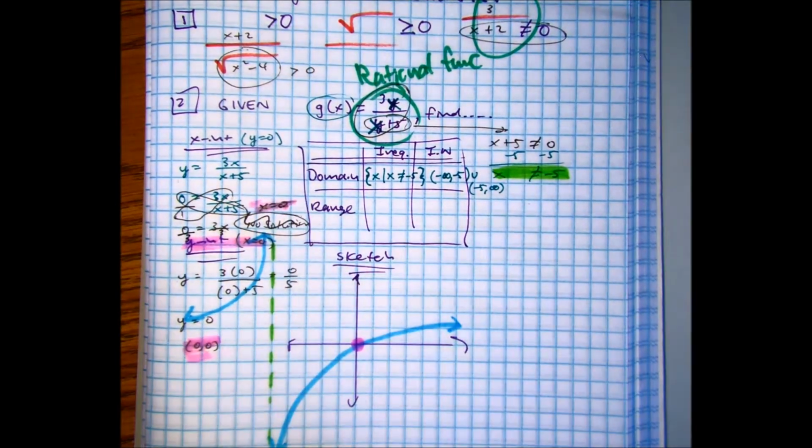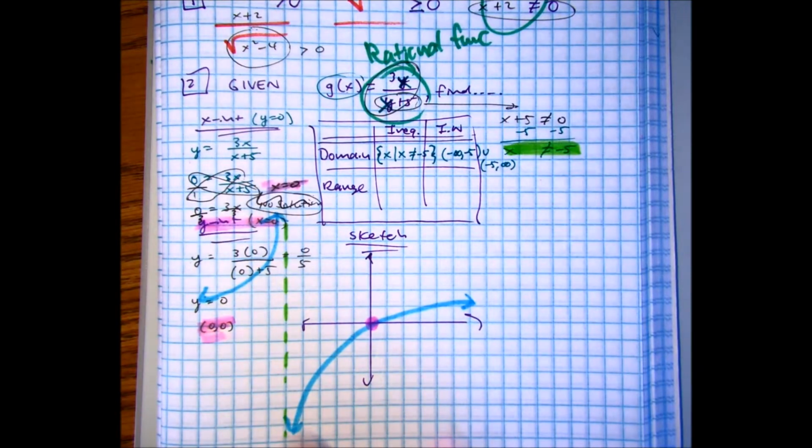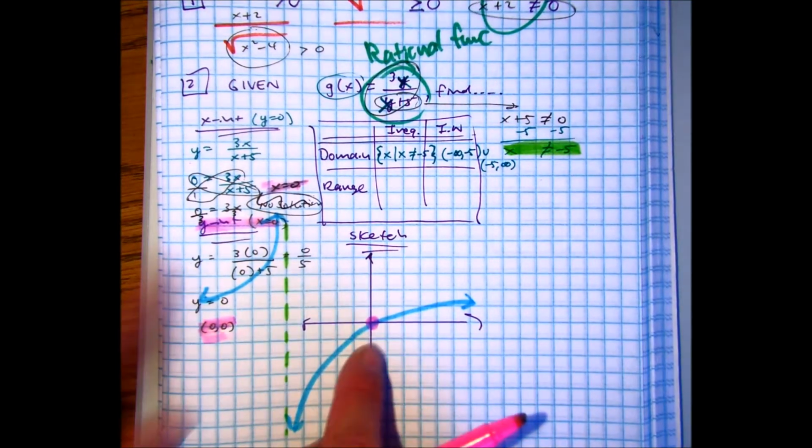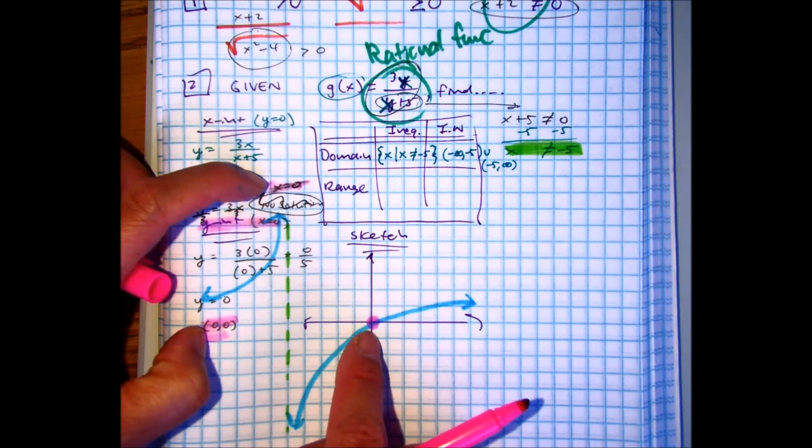Because I looked at my calculator and all the pieces are coming together, right? It does cross the x-axis. It just so happens that your x- and y-intercept are the same. That's called the origin.